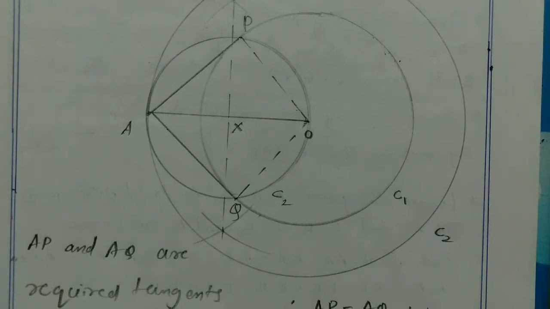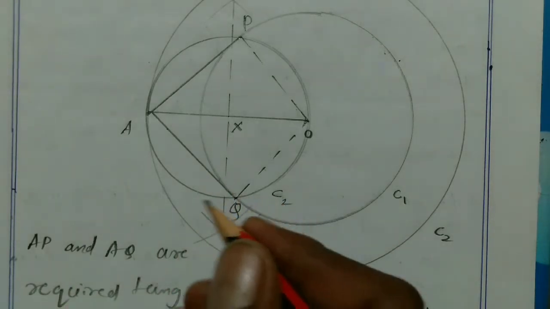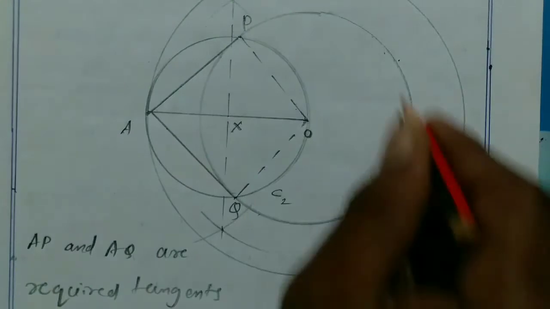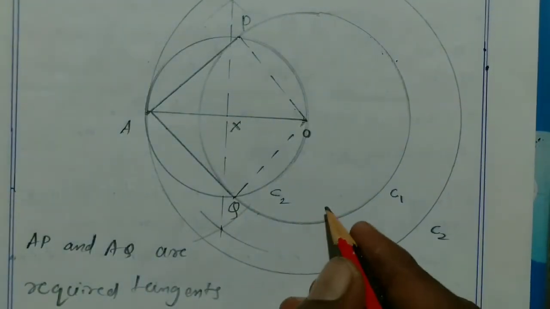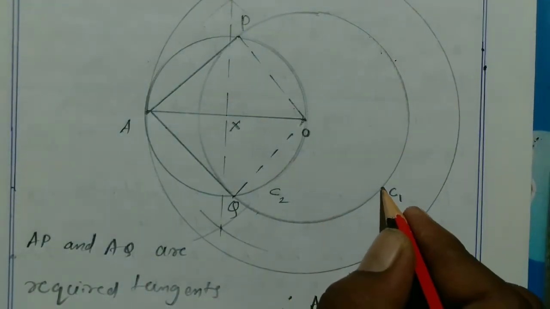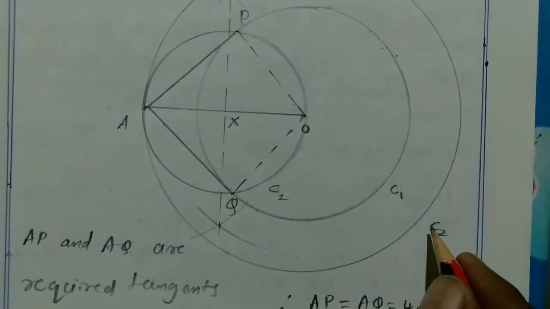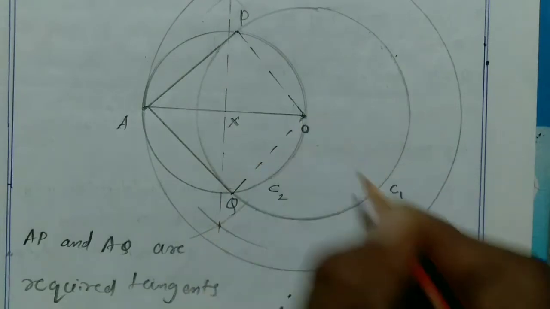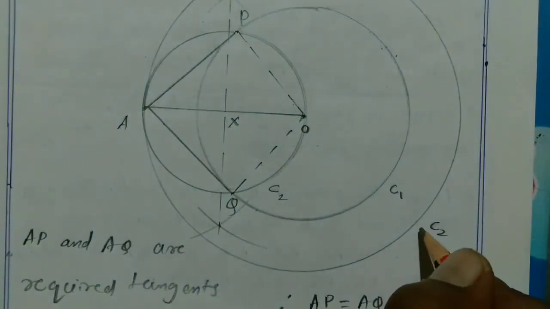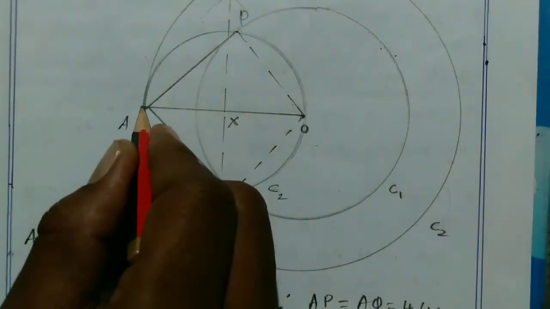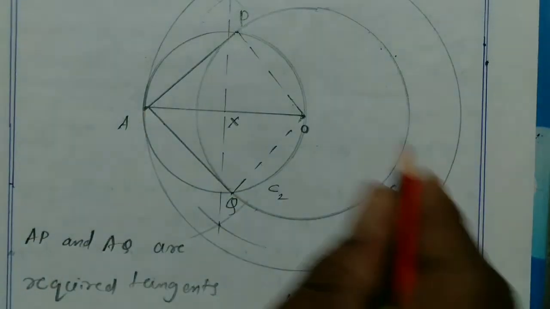Before going to the steps of construction, once again I will repeat how to construct tangents to the circle. First, you can draw circle C1 of radius 4 centimeter. After that, you can draw circle C2 of radius 6 centimeter, and the center is common for C1 and C2 circles. After that, you can locate one point A on the C2 circle, then you can join O to A.